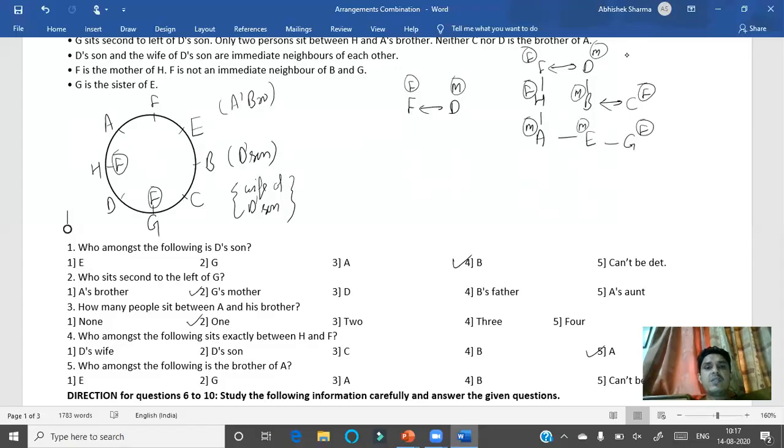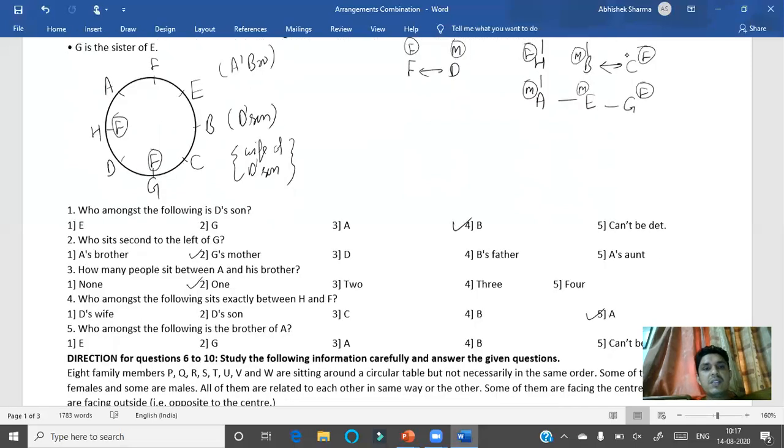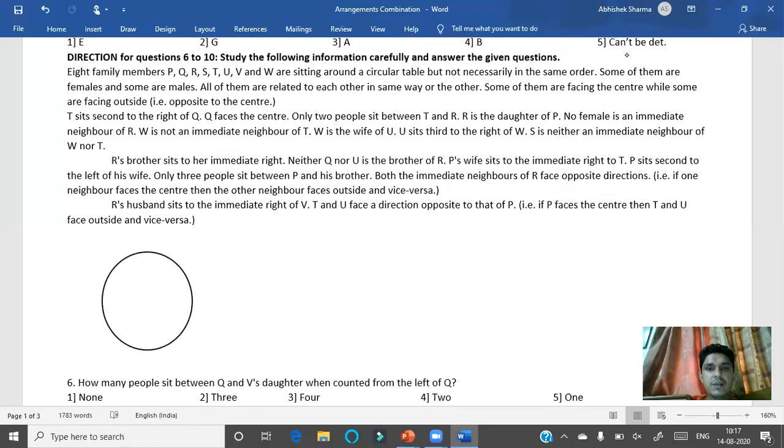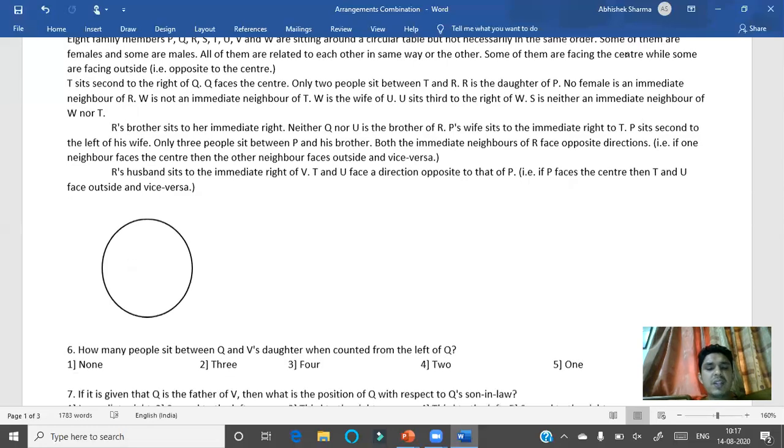As I discussed in this question, we had a circular sitting arrangement associated with blood relation statements. So we have one more question for you, question number 6 to 10. In this question, you are given 8 people, their gender, male or female, and their blood relation tree. What you have to do is make the arrangement, and if you have any problem, you can contact me at any point of time. I'm coming to the next question.